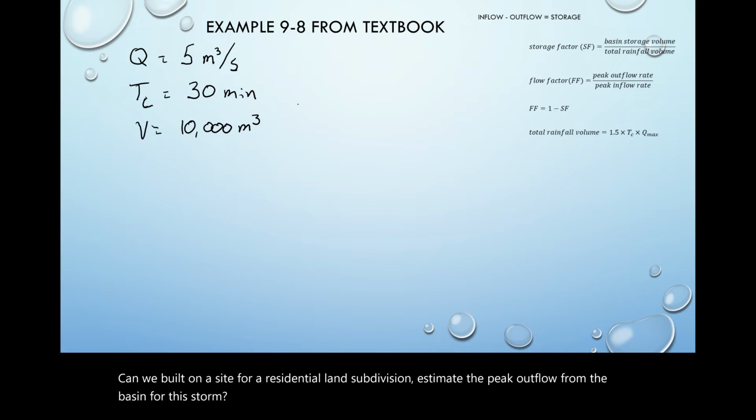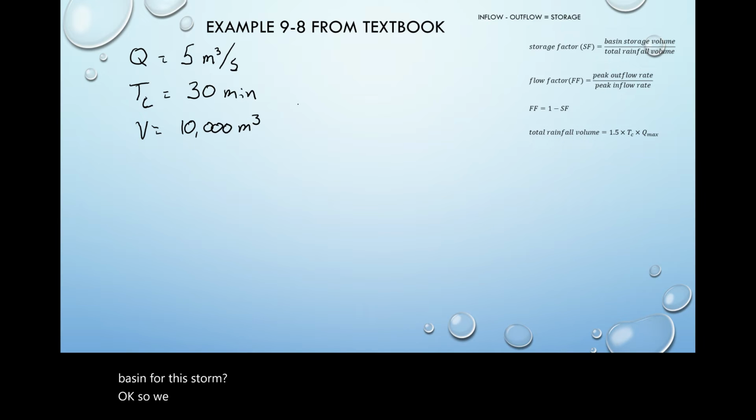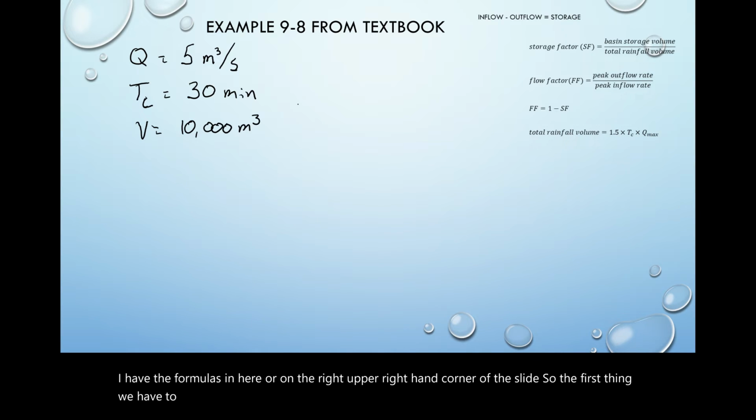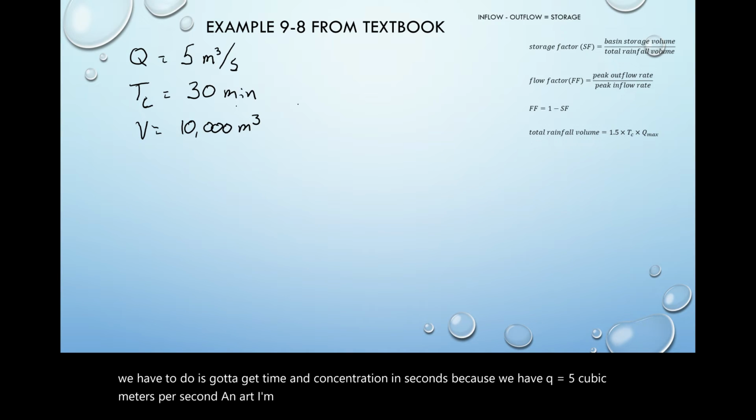Okay, so we need time of concentration. I have the formulas in the upper right hand corner of this slide. The first thing we have to do is get time of concentration in seconds, because we have Q equals 5 cubic meters per second and our time of concentration is in minutes. So the units don't match.